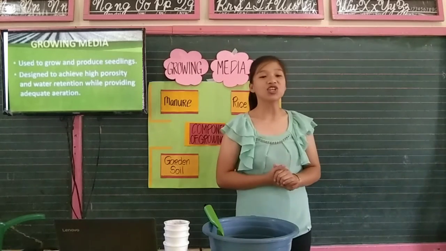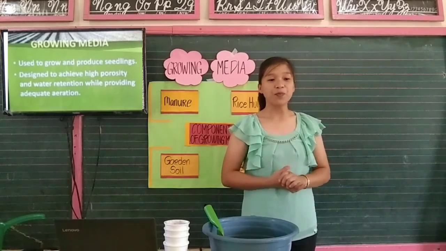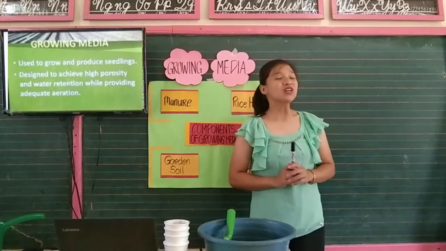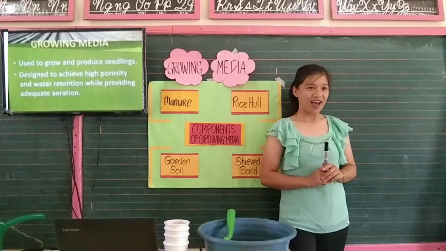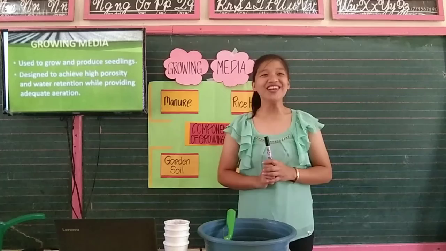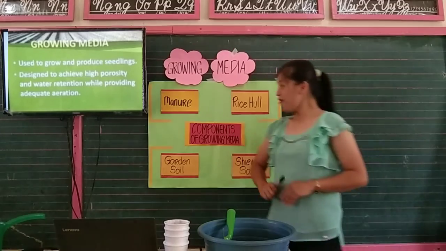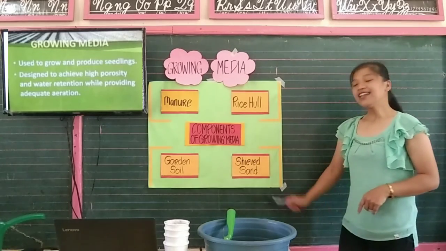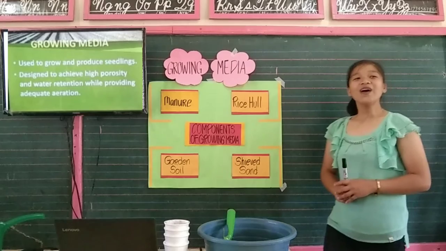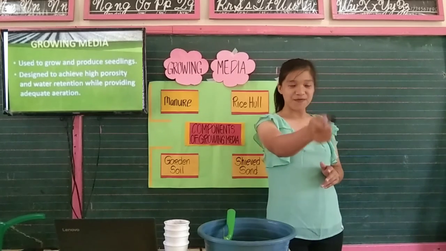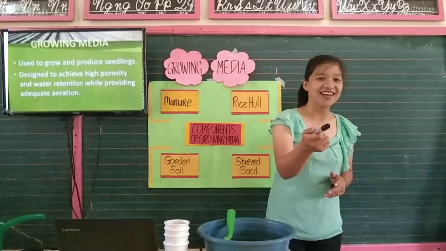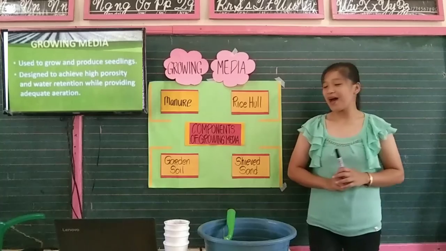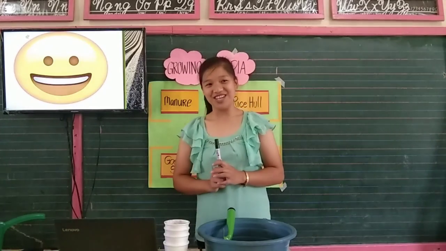Okay, so you have a lesson in mathematics, which is ratio and proportion. Am I right? So based on the way we pour the components, what is the correct ratio of a good growing media? Yes? Very good. It is mixed with equal parts of manure, rice hull, garden soil, and shave sand. Okay, who can give me again the four components of a good growing media? Anyone? Okay. Very good, Althea. You will receive a happy emoji.